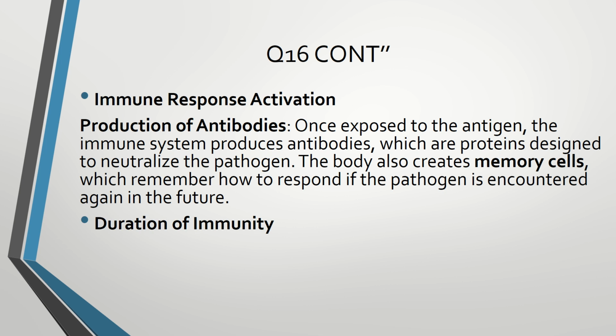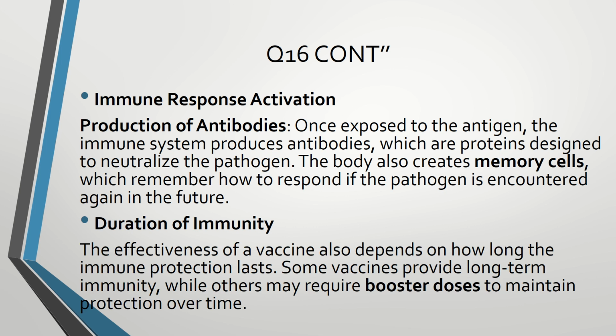Another factor is the duration of immunity. For vaccine effectiveness, we deal with how long the immunity will last in the body. Here we can say that when you are vaccinated and you do not require another vaccine for that disease, or you will not encounter that disease in the future, the vaccine is effective. The effectiveness of the vaccine also depends on how long the immune protection lasts. Some vaccines provide long-term immunity, while others require booster doses to maintain the protection. Those booster doses are the other doses for that vaccine.